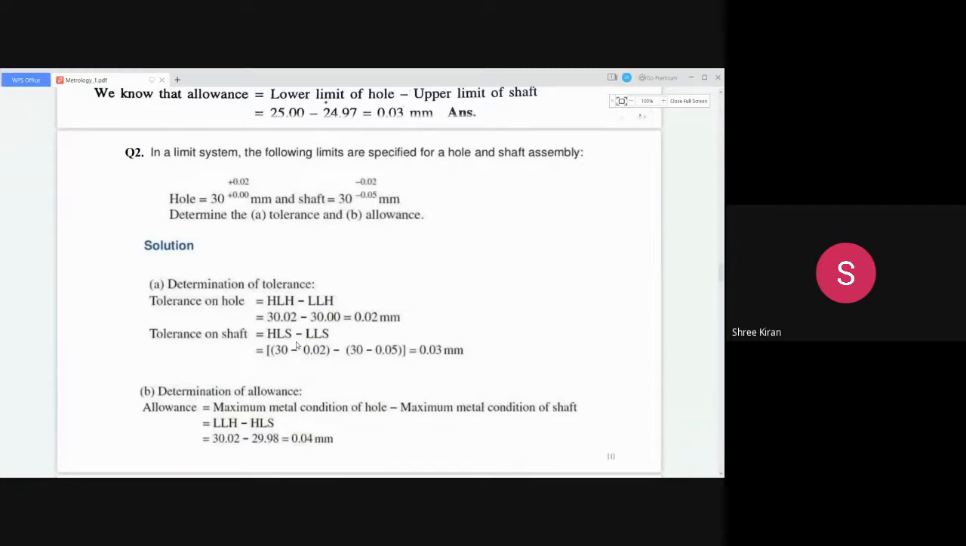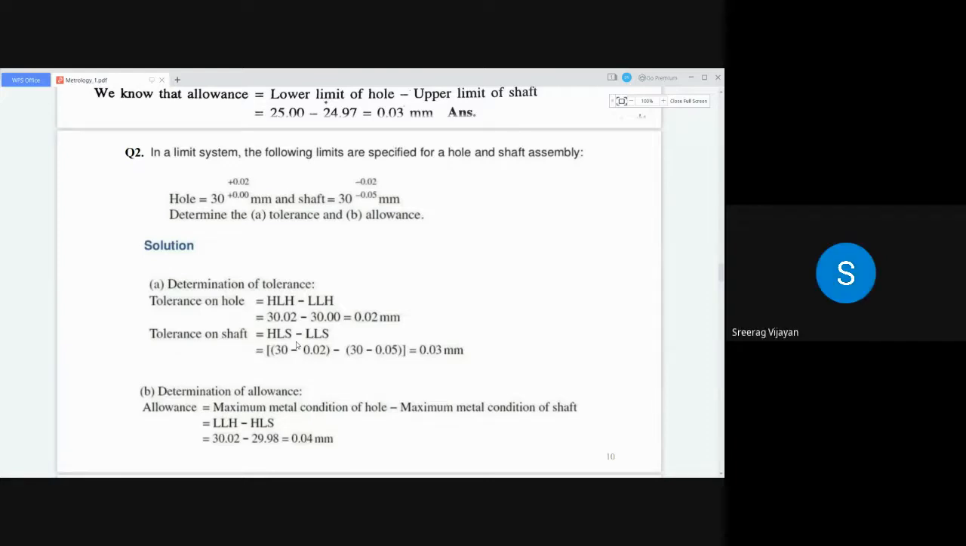Now the second question is, in a limit system, the following limits are specified for a hole and shaft assembly. Here we have a hole 30, and the tolerance is plus or minus 0.02, upper and lower tolerance. So what do you mean by HLH?